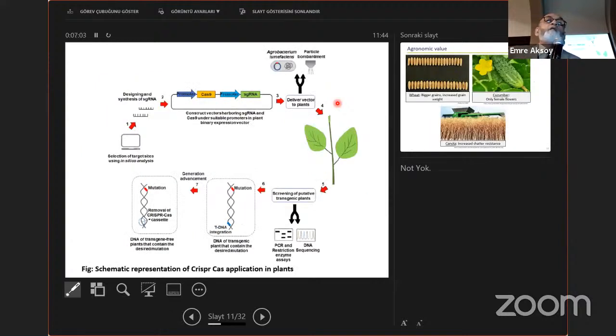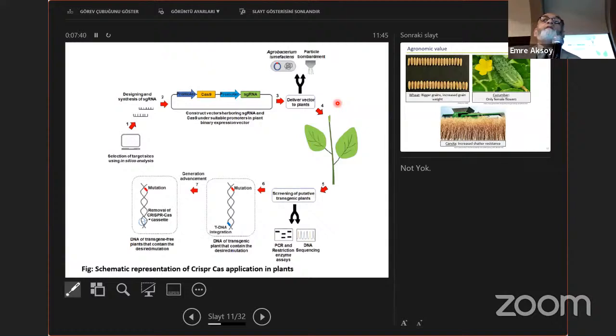And the CRISPR case application, the selection of the targets. Yesterday there were a few presentations on this technique. So after the selection, then the designing and synthesis of the sgRNA and promoters in plant binary expression vectors.